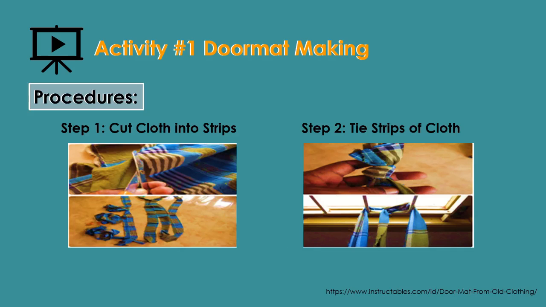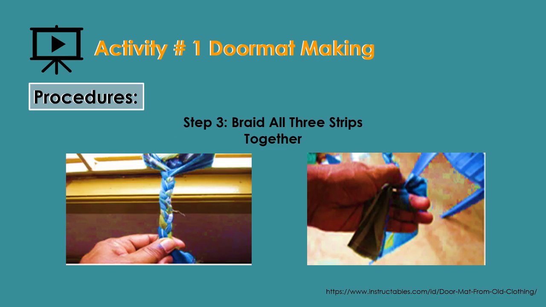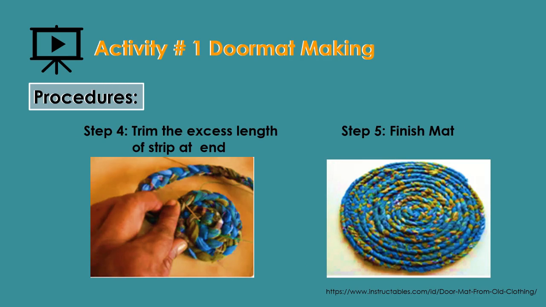Here's the procedure. The first step is to cut the cloth into strips. Second is to tie the strips of cloth. Third step is, after tying, you need to braid the strips of cloth. The next step is to trim the excess length of the strips at the end. And lastly, finish the mat.